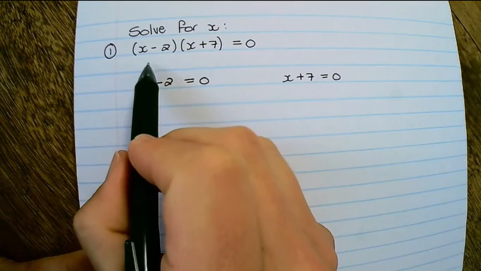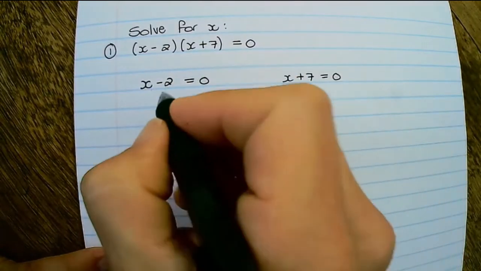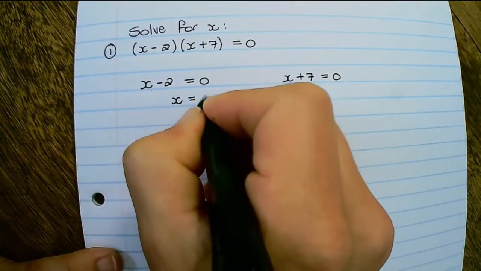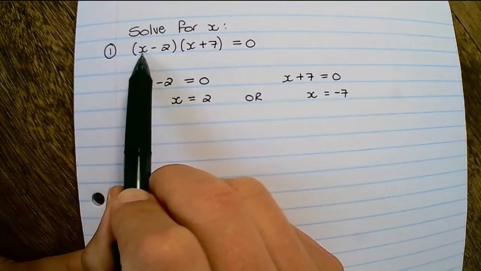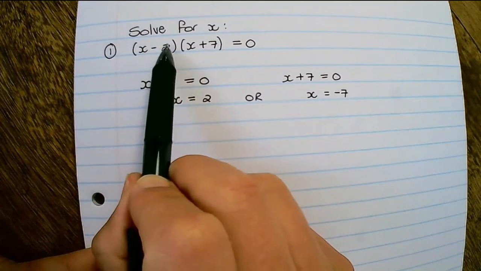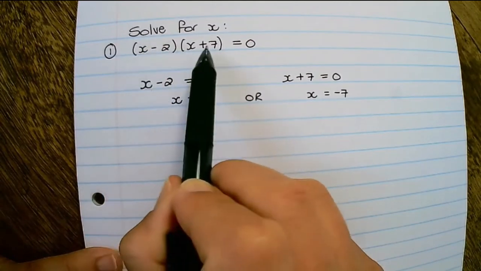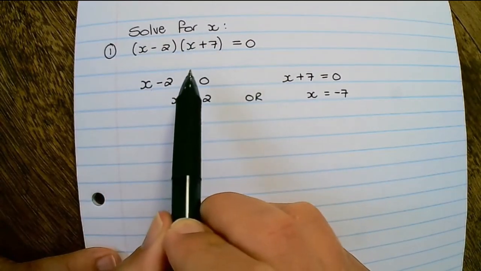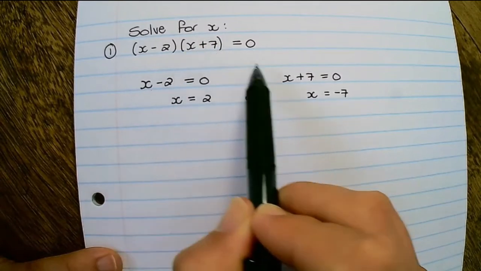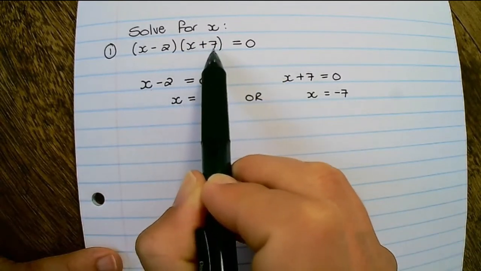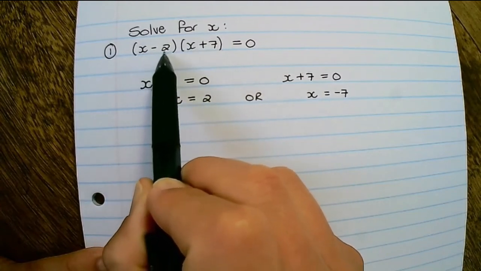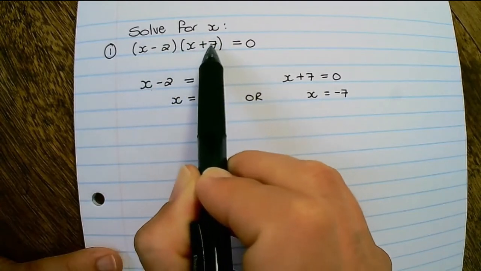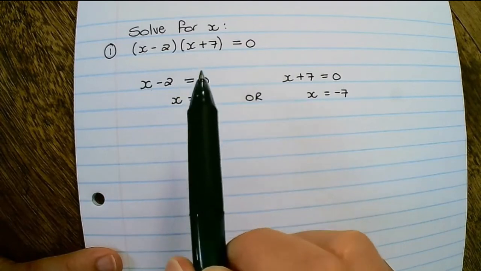So I set the first bracket and the second bracket equal to 0, and I simply solve for x. In the first bracket, if I make x equal to 2, the bracket will become 0, so 0 times that bracket will be equal to 0. And in the second bracket, if I make x equal to negative 7, this bracket will become 0, so x minus 2 multiplied with 0 will also become 0.